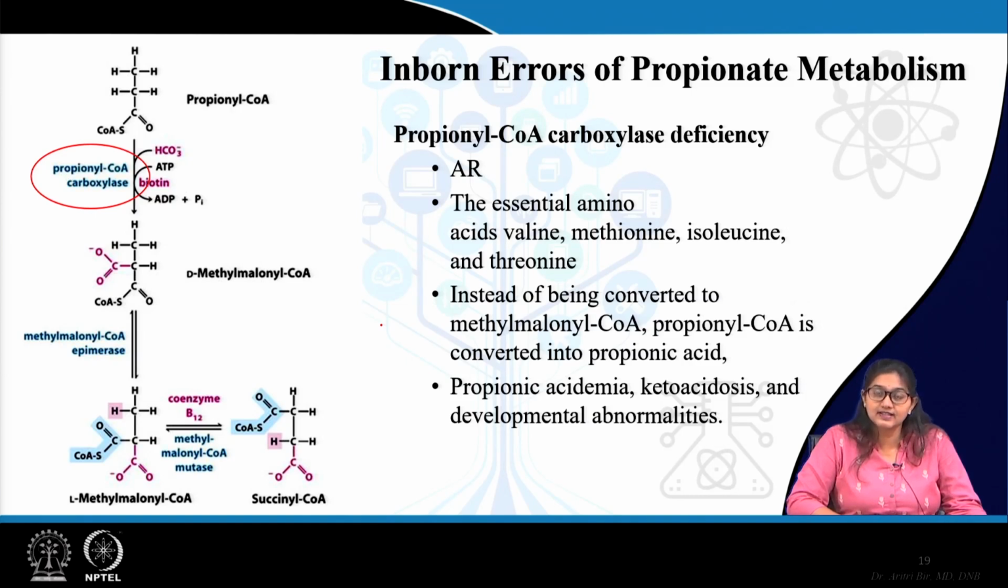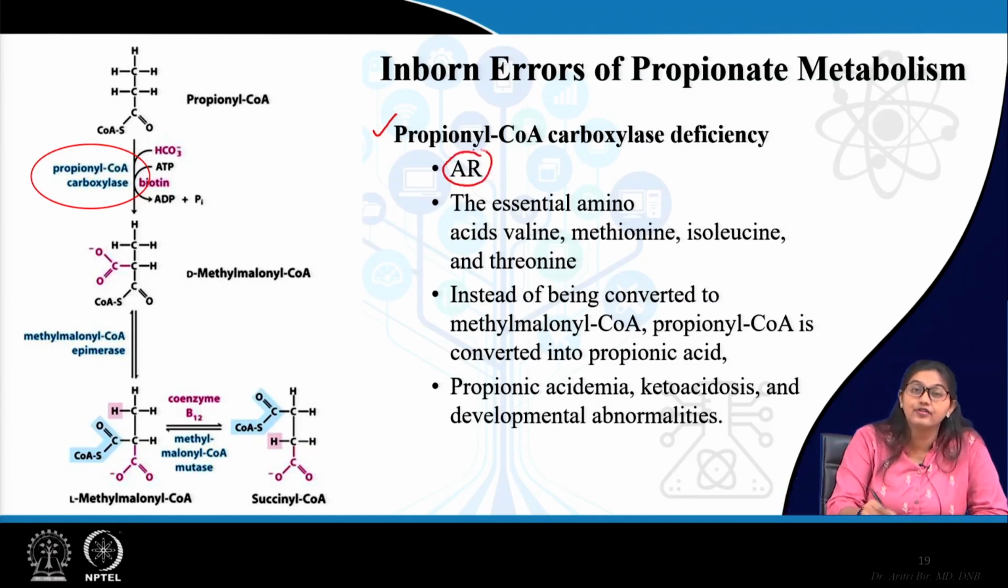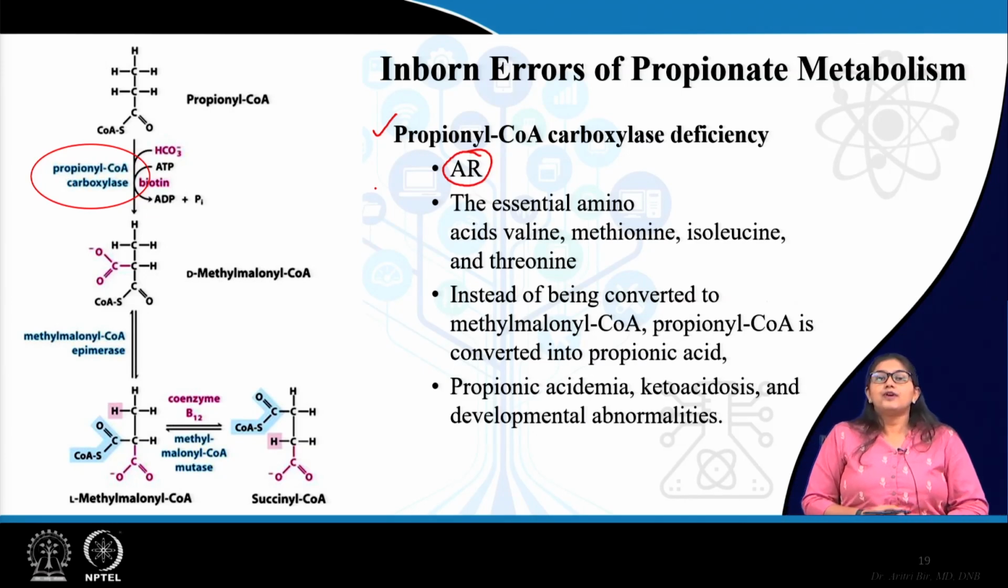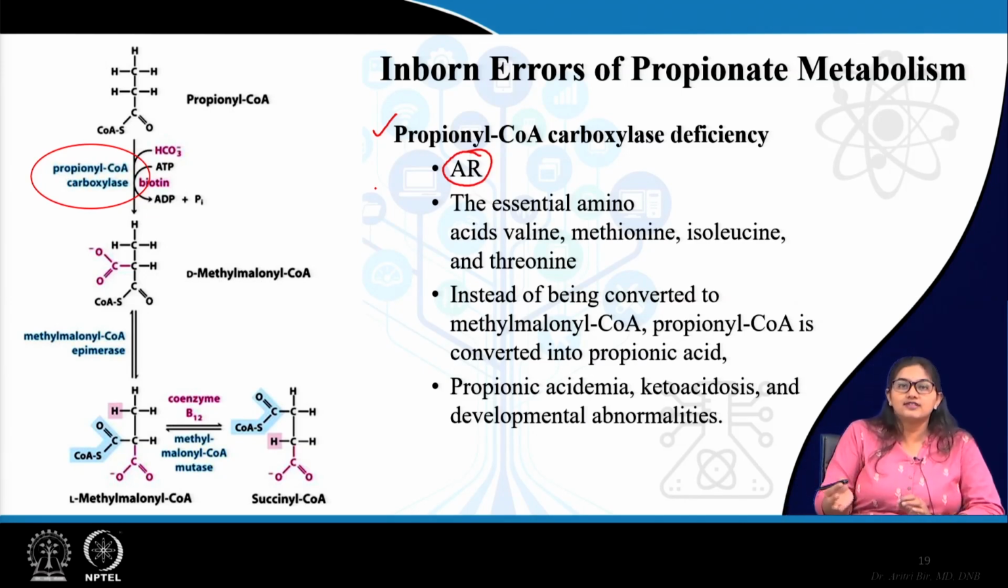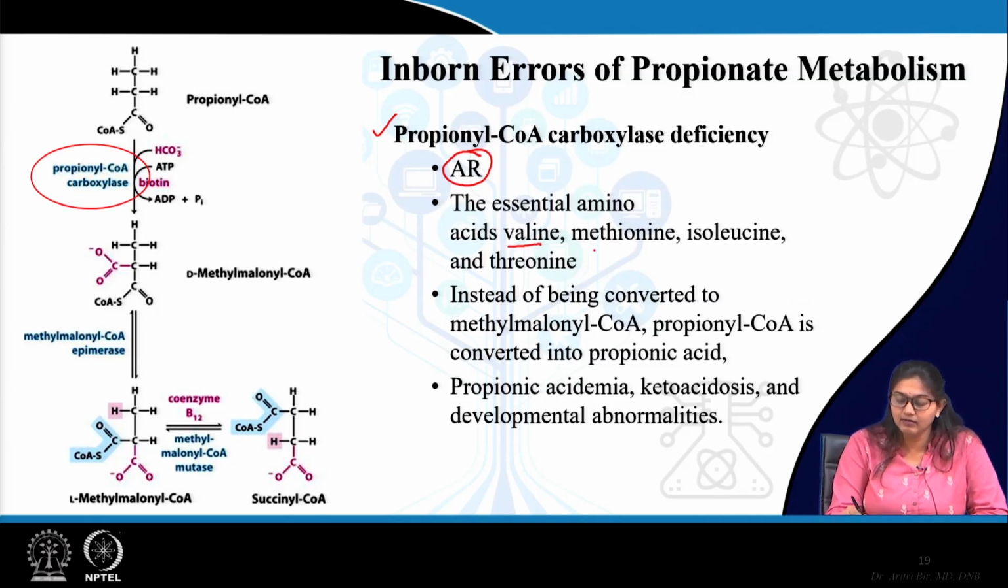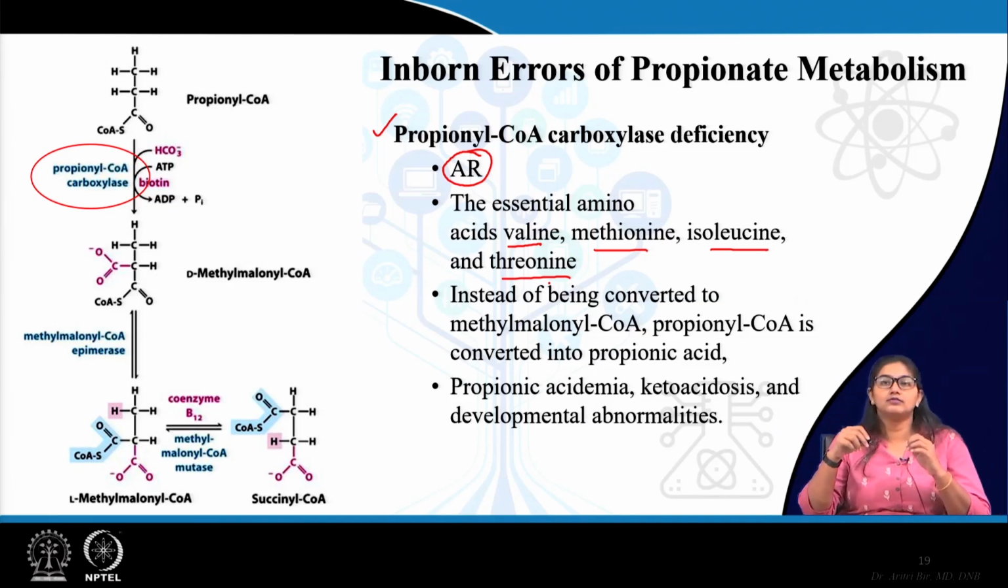Now, the first enzyme, if you remember, in case of metabolism of propionyl coenzyme A was propionyl coenzyme A carboxylase, and that primary condition is autosomal recessive. So, propionyl coenzyme A carboxylase deficiency is one autosomal recessive condition, and mostly the breakdown or metabolism of amino acids, valine, methionine, isoleucine and threonine, they are hampered. When you will attend the classes of amino acid metabolism, you will see how these amino acids are forming propionyl coenzyme A.